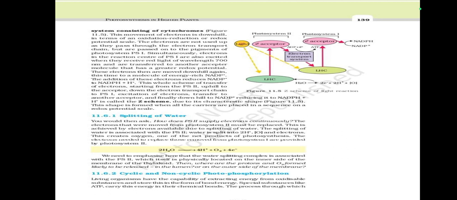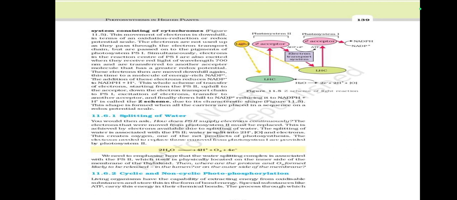Splitting of water. You would then ask, how does PS2 supply electrons continuously? The electrons that were moved from photosystem 2 must be replaced. This is achieved by electrons available due to splitting of water. The splitting of water is associated with the PS2.